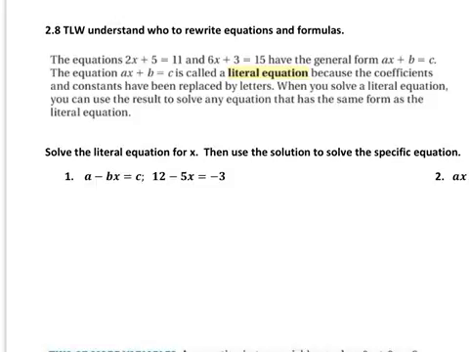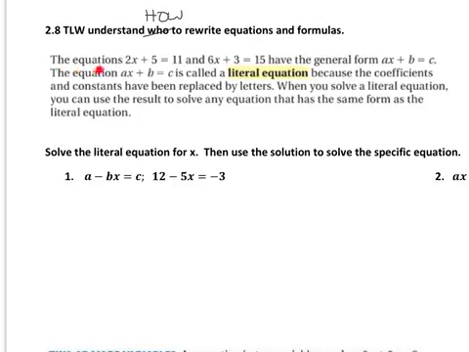Alright guys, today's goal, the learner will understand. Oh, that should say how, not who. How to rewrite equations and formulas. See, this is a very big piece for science because you have one formula and you have to use it to solve different things, okay?